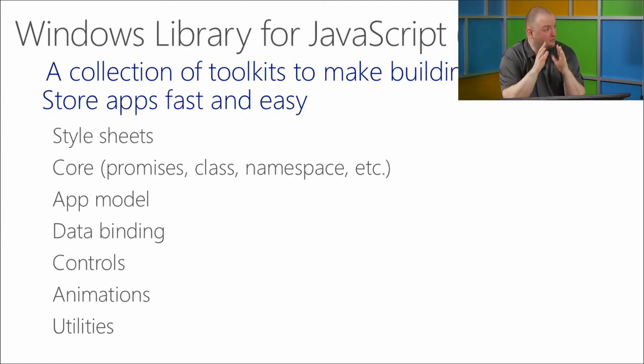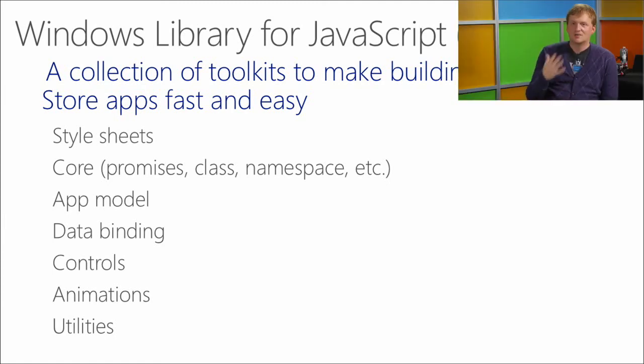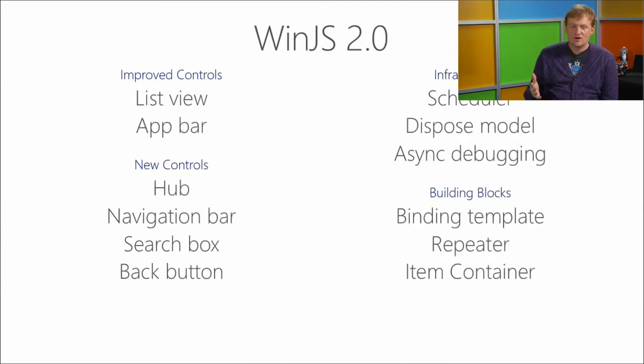And it's pure JavaScript. It's a library that you add in just like you would jQuery or Dojo. In WinJS 2.0, we have some new features. We have improved controls. So list view has gotten significantly better in performance. The new app bar, new controls that we have, hub, navigation bar, search box is something new where a lot of apps now put the search right on the screen, and that's something that WinJS provides for you, as well as new infrastructure and building blocks as well. So many new things in WinJS 2.0.